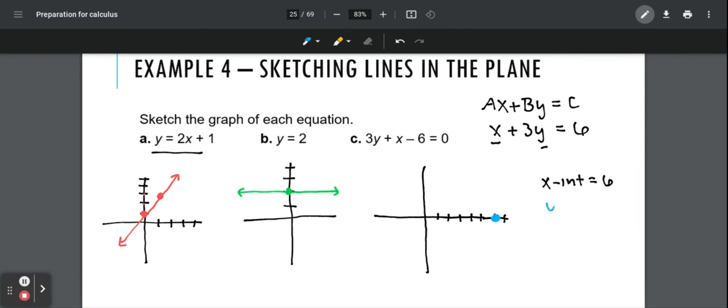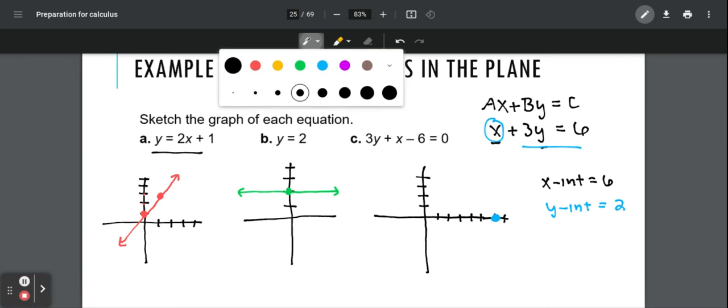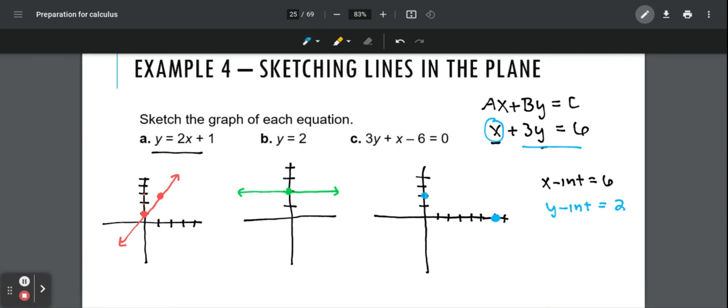Your y-intercept would be when you plug a 0 in for x. If you were to plug a 0 in for x, you would be left to solve 3y equals 6. So your y-intercept would be at 2. Then you would sketch a point at 2. And now you have your 2 points, and you can sketch the line that goes through those 2 points.